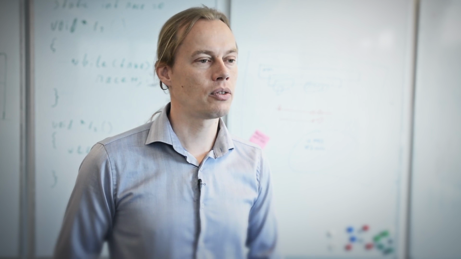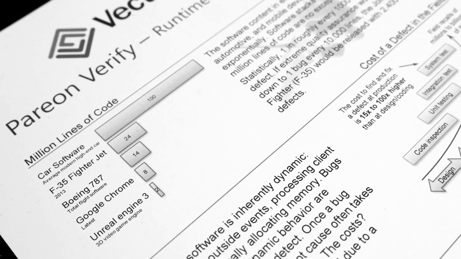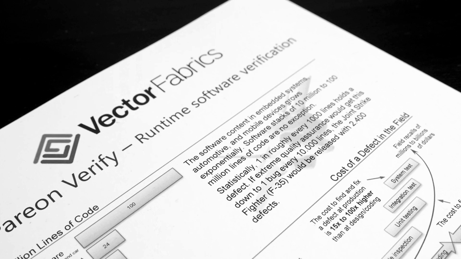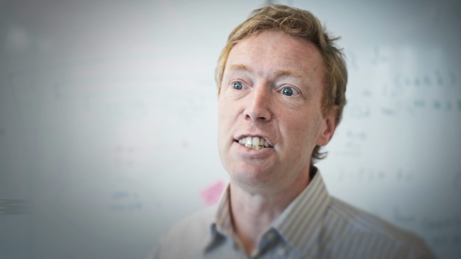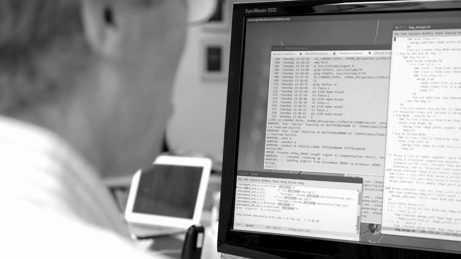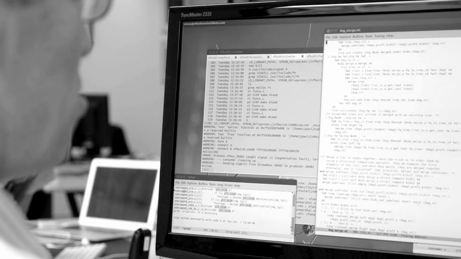So that's why at Vector Fabrics, we set out and developed the Pareon tool suite, multi-core programming tools to make sure that you can find these bugs early on before they end up in your product. To detect these errors, Pareon builds an accurate picture of the overall software's behavior. And only then can Pareon pinpoint the subtle mistakes that cause havoc when the software is deployed in the field.